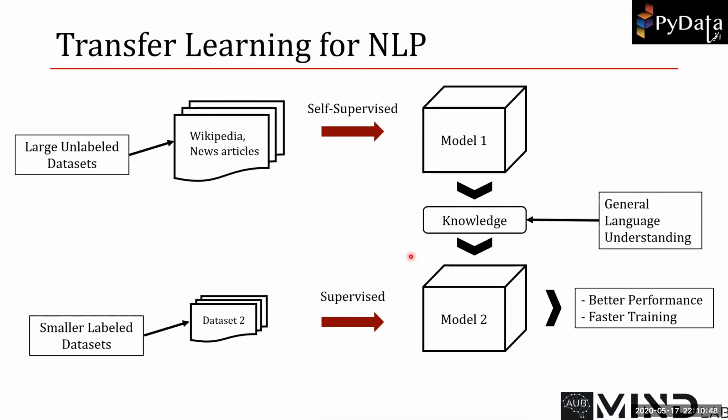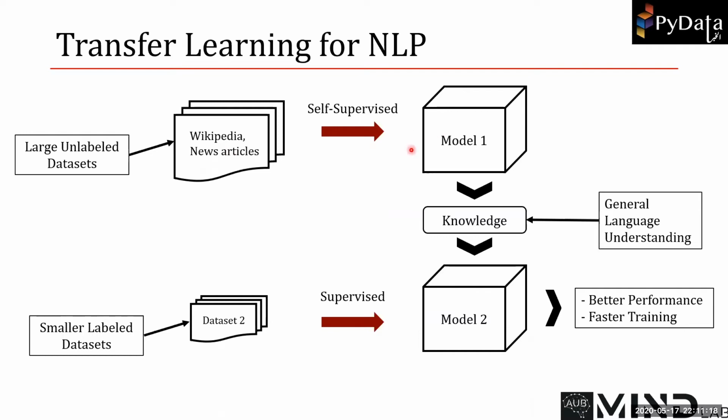In NLP, we usually train a model 1 on a large unlabeled data set, which are usually Wikipedia articles, news articles, or recently conversation data. It's unlabeled, though we cannot really call it unsupervised because technically the labels are within the text. So we call it self-supervised. Our labels are within the text, and you'll see in a bit what I mean by that.